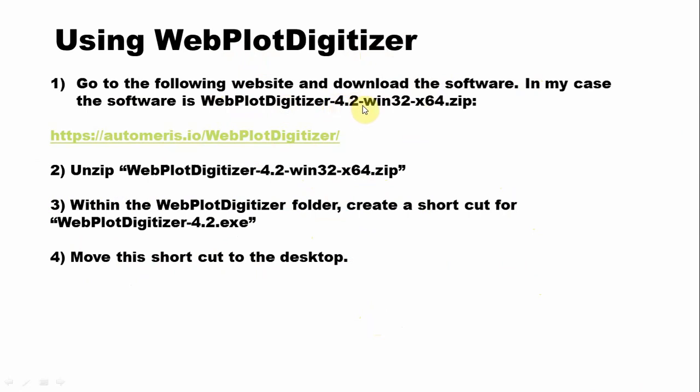WebPlotDigitizer-4.2-Win32-X64.zip. So all you need to do is to unzip this file and it will end you up with a directory, WebPlotDigitizer. You just go into this directory and create a shortcut pointing to WebPlotDigitizer-4.2.exe. And finally, move this shortcut to somewhere convenient. In my case, I have placed my WebPlotDigitizer shortcut on the desktop.